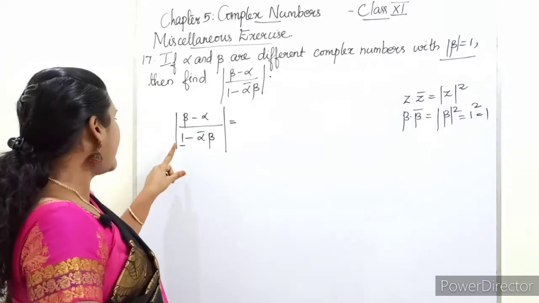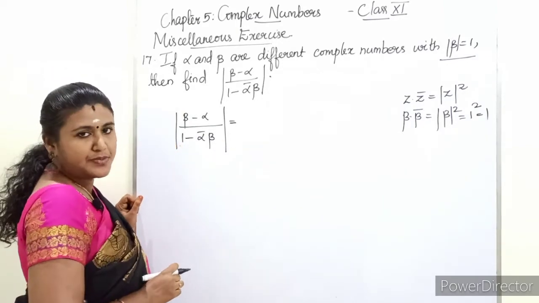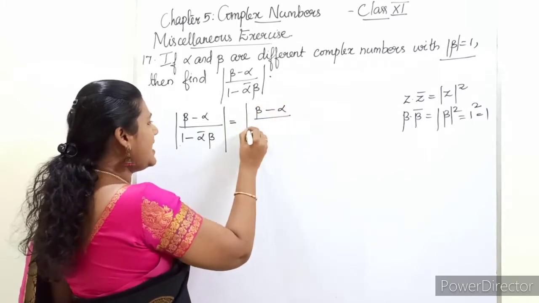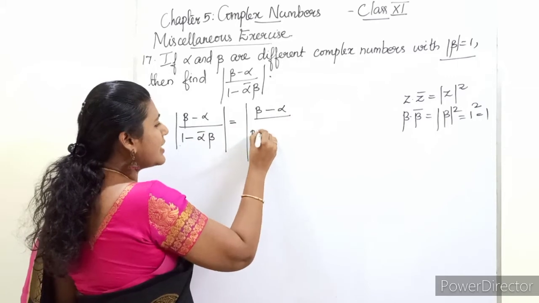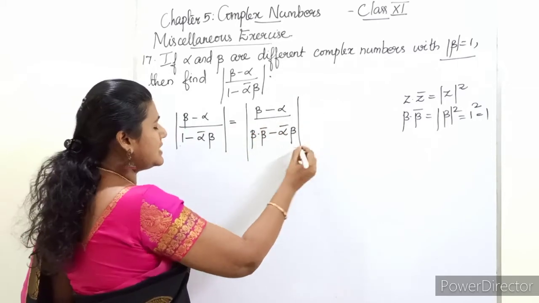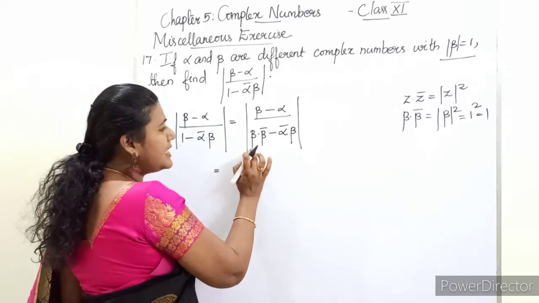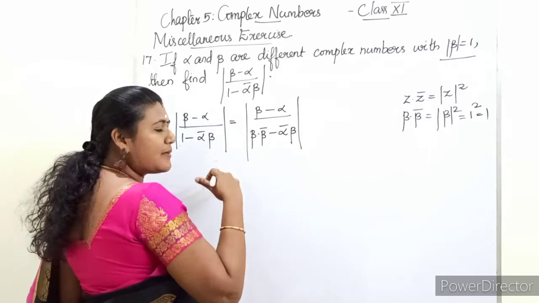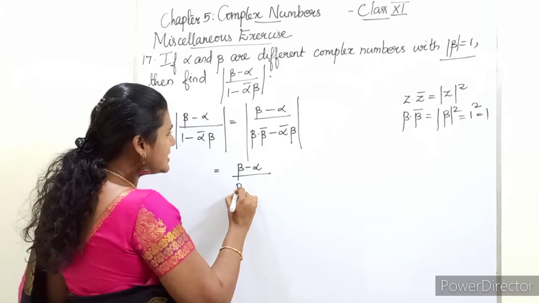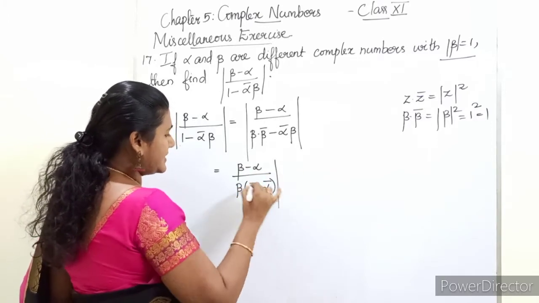So we can replace this 1 using beta into beta bar. So modulus of (beta minus alpha) by, in the place of 1 I am going to write beta into beta bar minus alpha bar into beta. Now in the denominator beta is common, so we will take beta outside. So alpha minus beta by beta into (beta bar minus alpha bar), modulus.